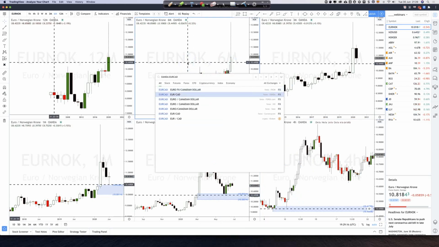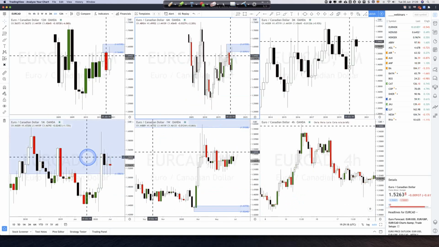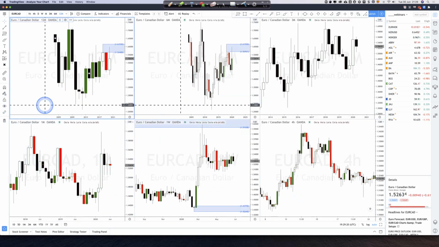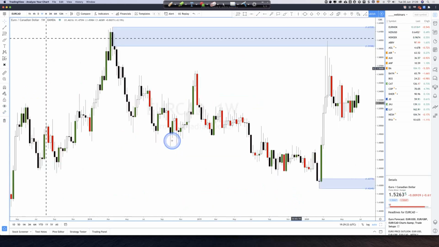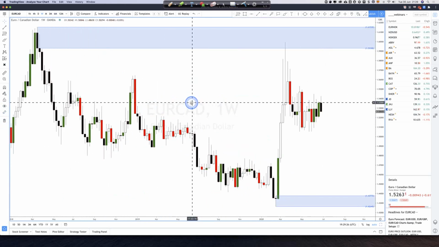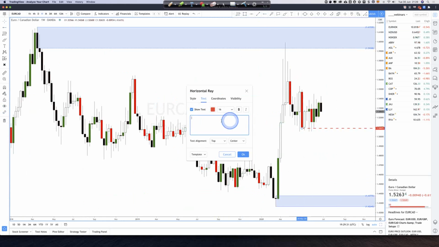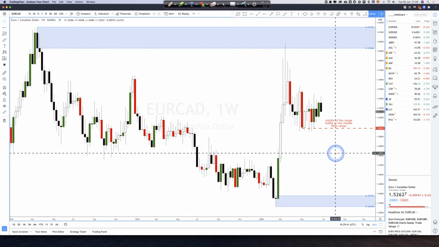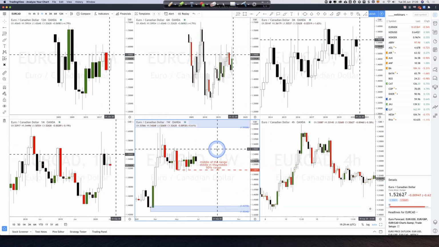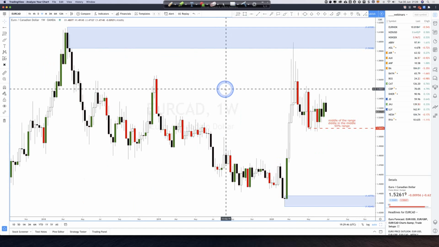EuroCAD, okay, I'm going to clean this a little bit. So this is the EuroCAD, and this price action right there is the middle of the range. Middle of the range, 50% range. So we've got that, but look at the weekly time frame. Can you please tell me where you would buy and where you would sell? I mean, where would you buy?